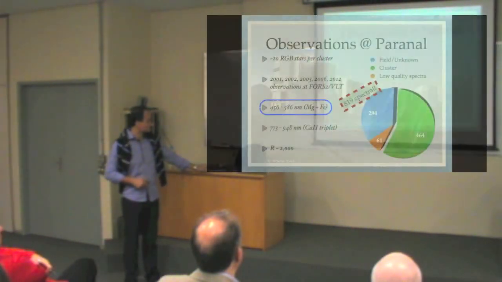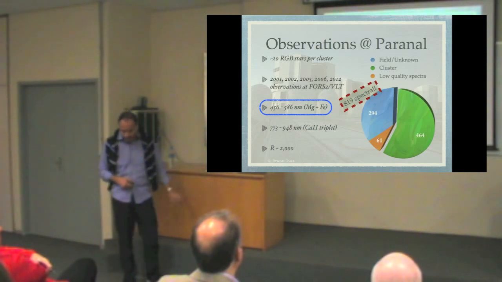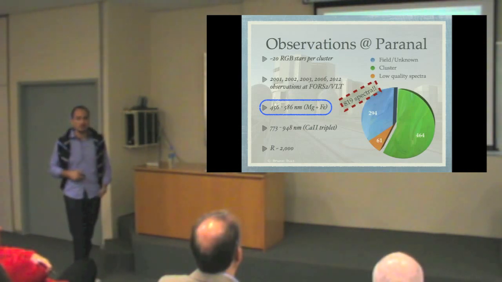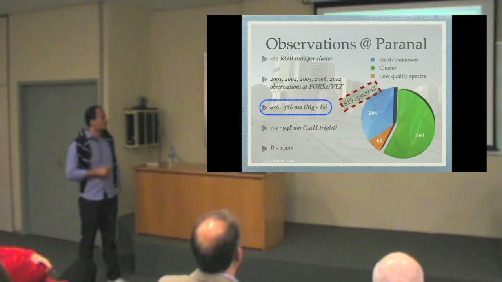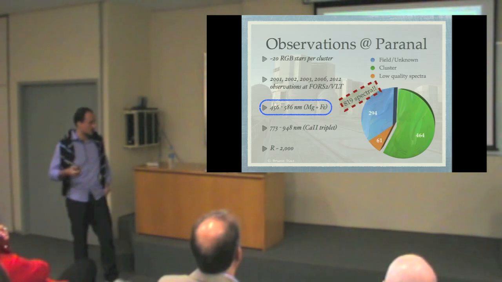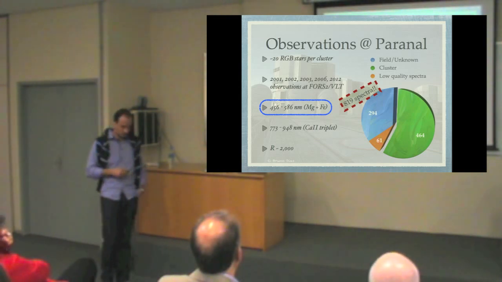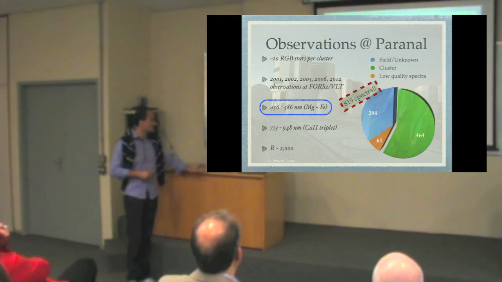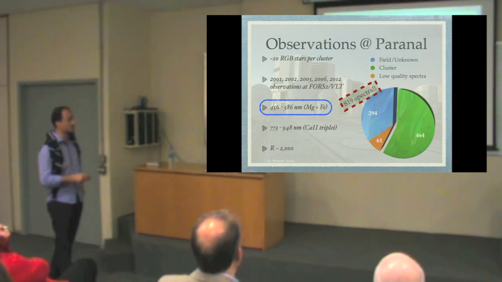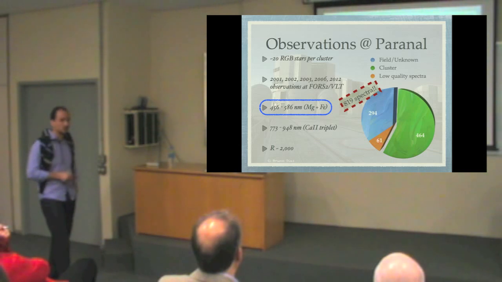Okay, so the observations were carried out in Paranal, using the FORS2 instrument. And we have more or less 20 red giant stars per cluster. And we observe in this optical region and also in the near infrared, at a resolution of 1000.